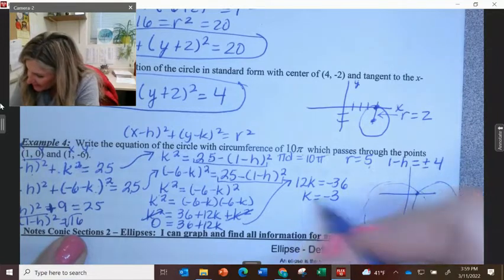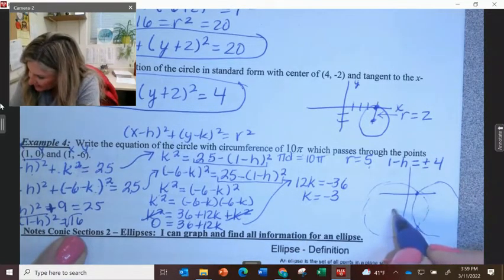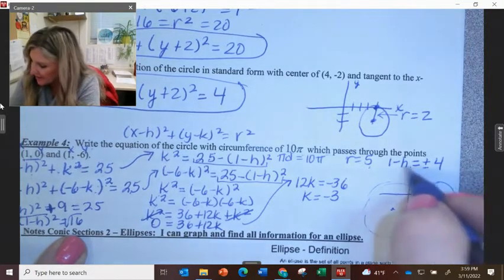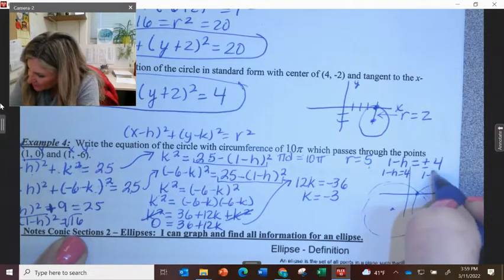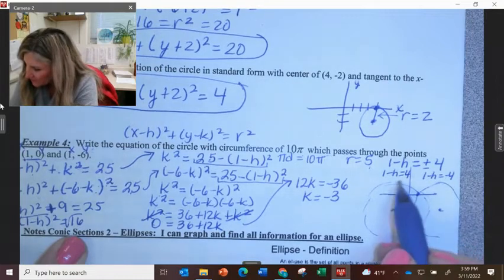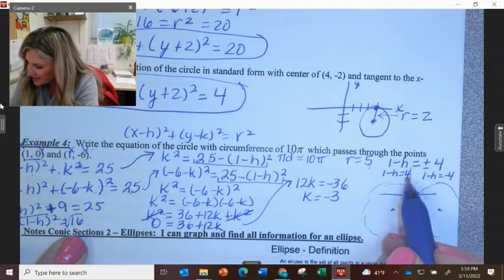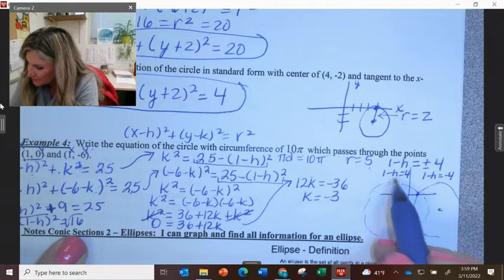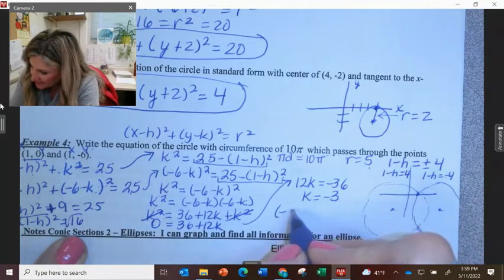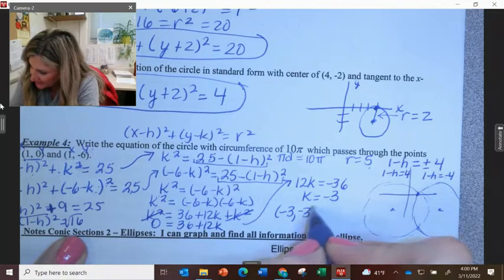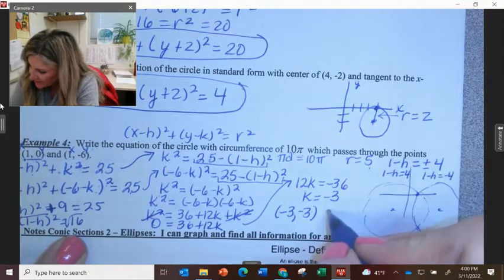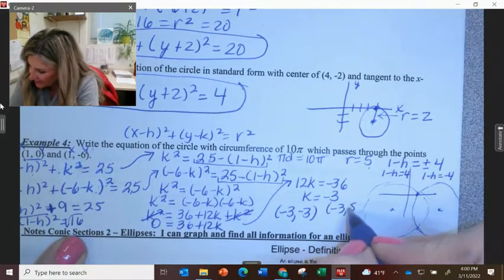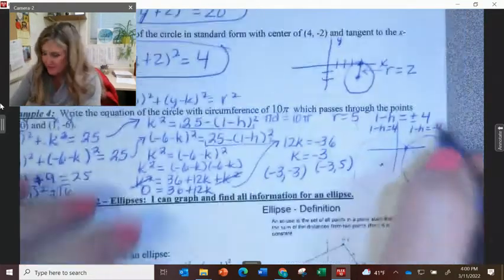So I know what k is. K has to be negative 3. So that means that I'm down negative 3 with my original picture. Okay, so then I'm going to have 1 minus h has to equal 4. 1 minus h has to equal negative 4. Solve this. H is going to have to be negative 3 for this one. So one of my points then could be h is negative 3, k is negative 3. My other point, if I solve this, that's over there, would be 5. So negative 3 and 5. Tough problem, right?